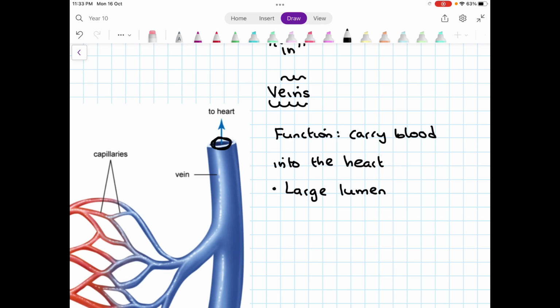So unlike arteries, veins have large lumen. So the gap in the blood vessel is relatively large. This is because it reduces the resistance of blood flow.